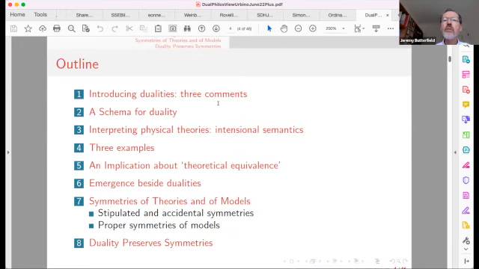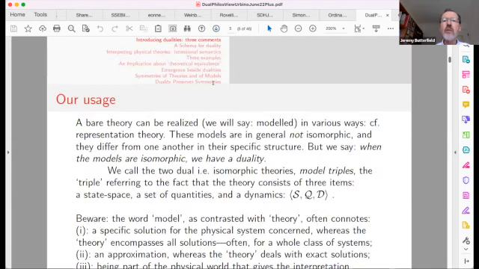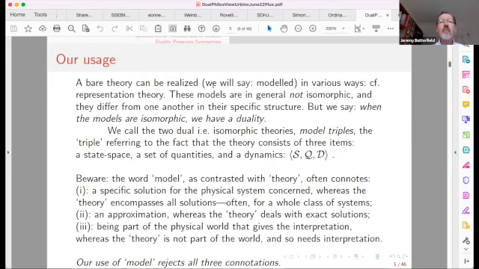Okay, so the result of all this is that there will be these sections. I'm going to introduce dualities, going to then say what is the schema. Then I'm going to talk about this logician and philosopher's framework of intentional semantics. Then I'm going to talk about the three examples. And I've got a philosophy implication about that, about this topic of when are two theories the same. Then I'll talk about emergence. And maybe we'll talk about symmetries in relation to dualities in section 7 and 8. But I suspect better to have a discussion. Okay, so here's the introduction in terms of 3 comments.